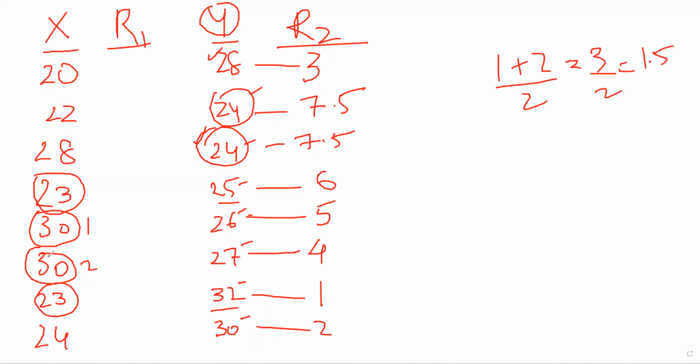Understood? My first and second value are the same. So I'm doing 1 plus 2 by 2 because there are two values, and I will assign them 1.5 as a rank. This is 1.5 and this is 1.5. Now because two values have been taken, my next value will be 3, not 2. I have used two ranks, rank 1 and rank 2, even though the ranks are the same.